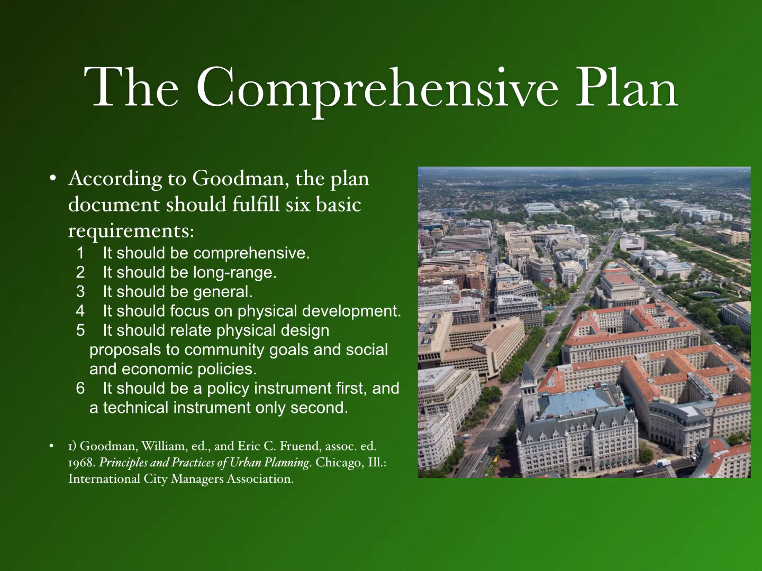According to William Goodman, a longtime thinker in urban planning, a comp plan should fulfill 6 basic requirements. It should be comprehensive, it should be long range, it should be general, it should focus on physical development. It should relate physical design proposals to community goals and social and economic policies. And it should be a policy instrument first and a technical instrument only second.